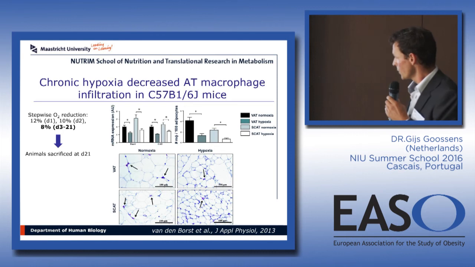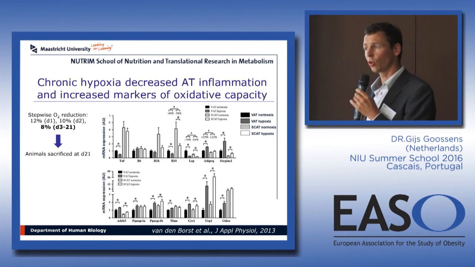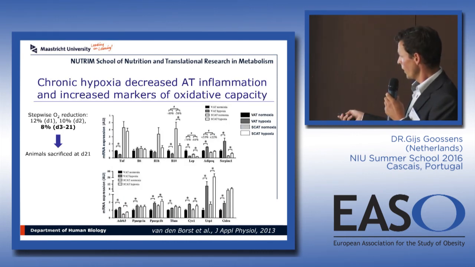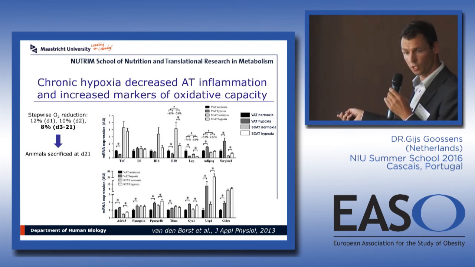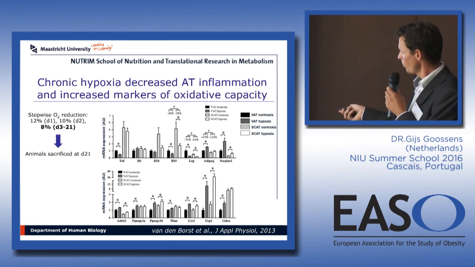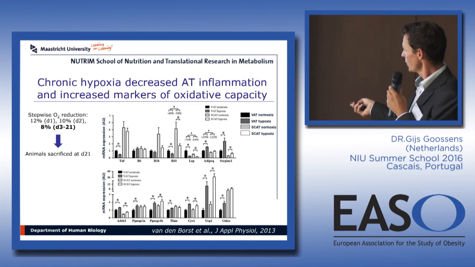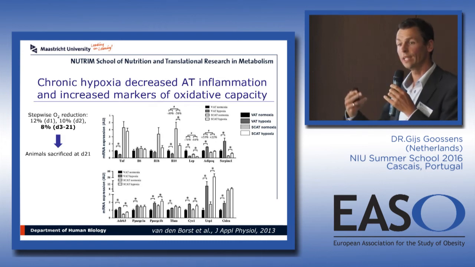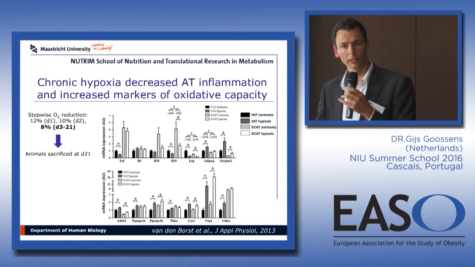We also measured the expression of several other inflammatory genes in the adipose tissue. The general message here is that hypoxia exposure lowered the gene expression of several pro-inflammatory markers: reduction in TNF-alpha, reduction in IL-10, reduction in leptin. And you can see that in the visceral adipose tissue, at least, there was a significant increase in the expression of the insulin sensitizing factor adiponectin.